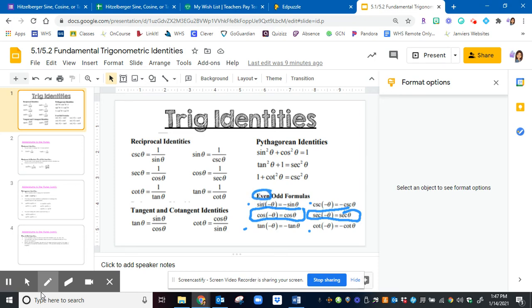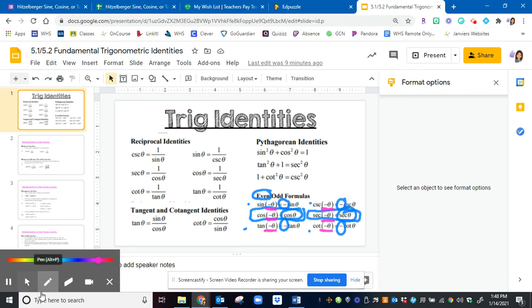Which means that they're symmetric to the y-axis. So when I flip them, they become a positive function. As you can see right here, they're positive versus the other 4 odd functions, which are symmetric to the origin. So they have a negative when I take this identity. The only time you are ever going to use these is when you are given a negative angle. If you do not have a negative angle, then you're not using these even-odd formulas ever.